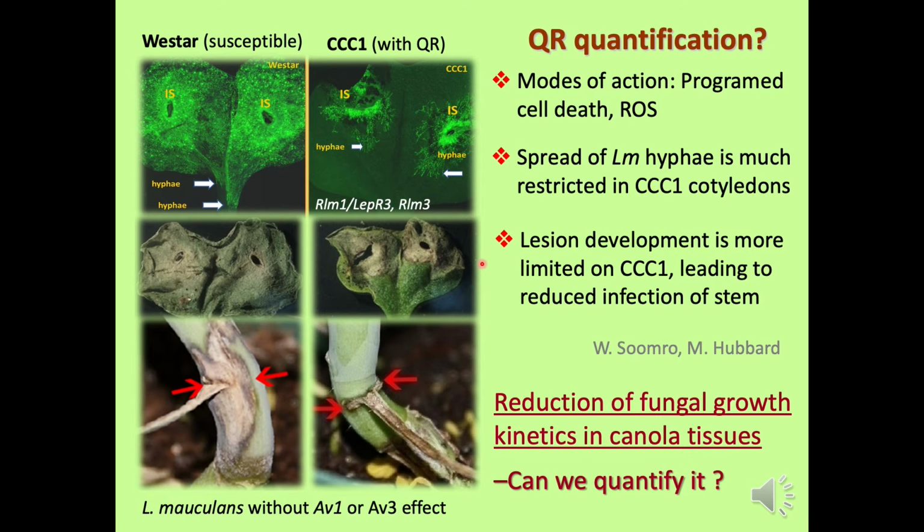And we maybe termed it as the reduction of fungal growth kinetics, which helped reduce the infection progress from infected cotyledon into the stem. And because of the slowdown of the infection, the cotyledon might have dropped before that happens. So the question is, can we quantify the different levels of fungal growth kinetics in canola tissue, especially in relation to the different levels of quantitative resistance?